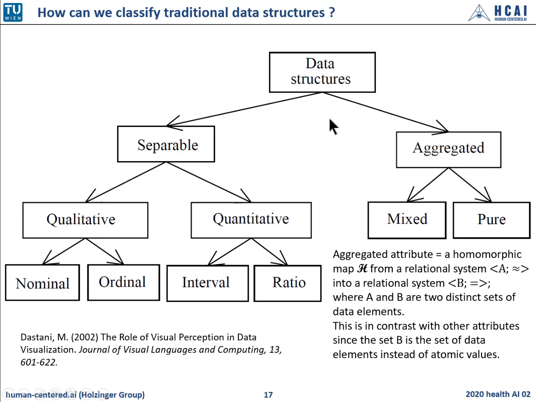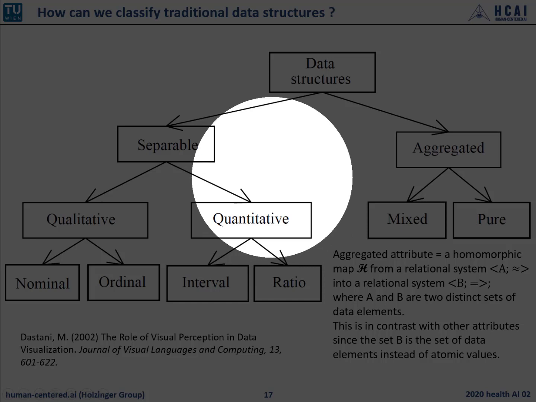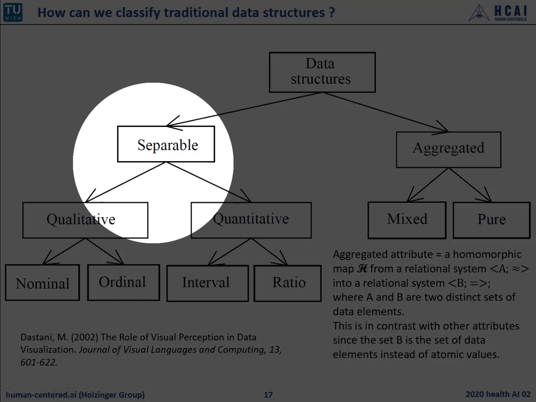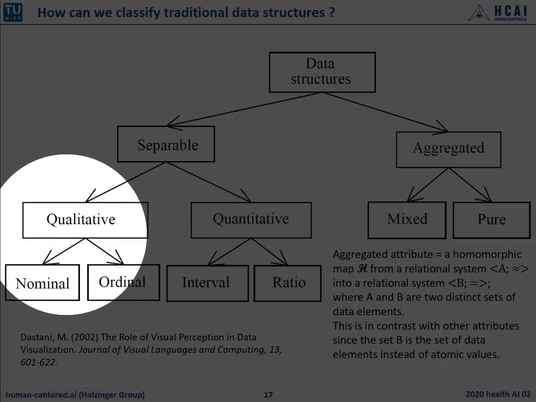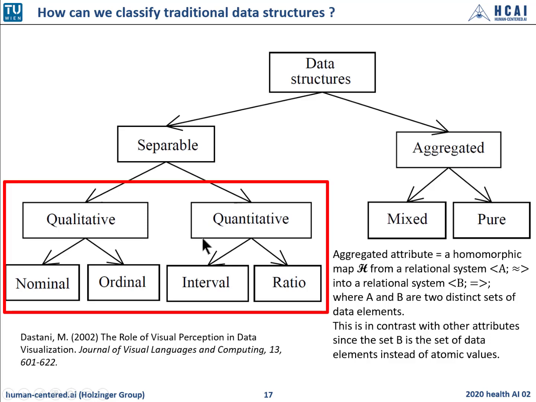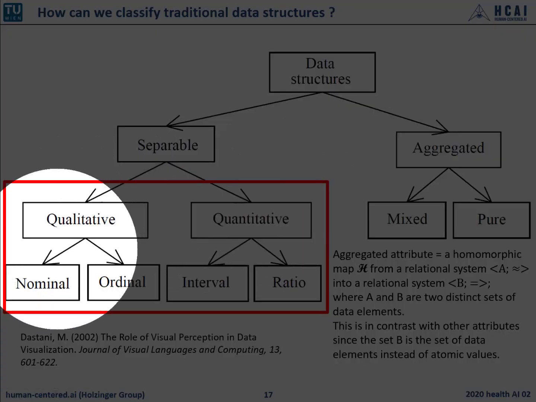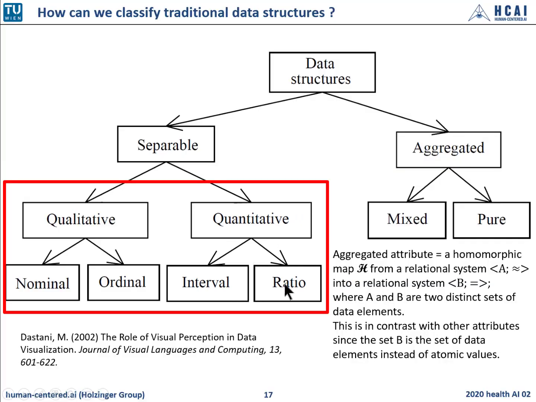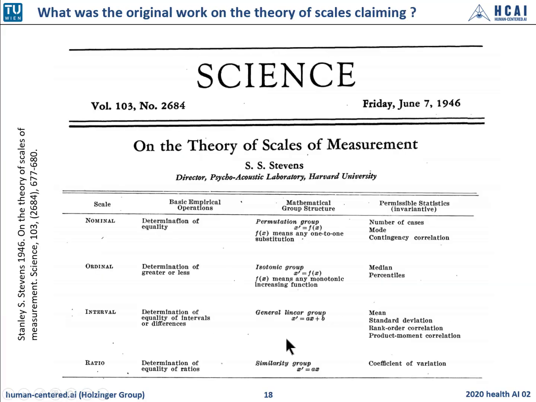Okay, but now how can we classify traditional data structures? You see this in this slide. So we have aggregated attributes here and separable. We will concentrate on the separable. And here we have qualitative and quantitative. And this is important for us because with this we are dealing most of the time. So you see qualitative: nominal, ordinal; quantitative: interval and ratio. And now it is very important to go back to the early origins of this. So what was the original work on the theory of scales claiming?